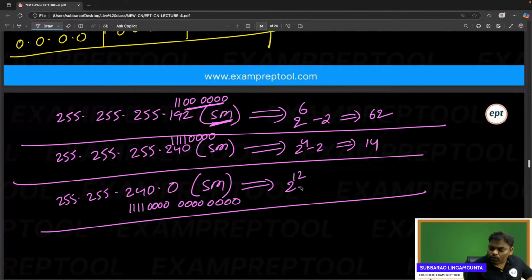2 power 12 minus 2. 2 power 10 is 1024, 2048, 4096. 4096 minus 2, 4094.